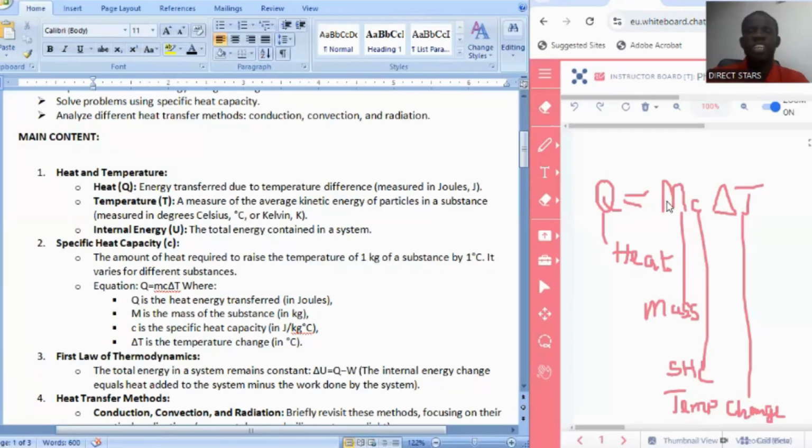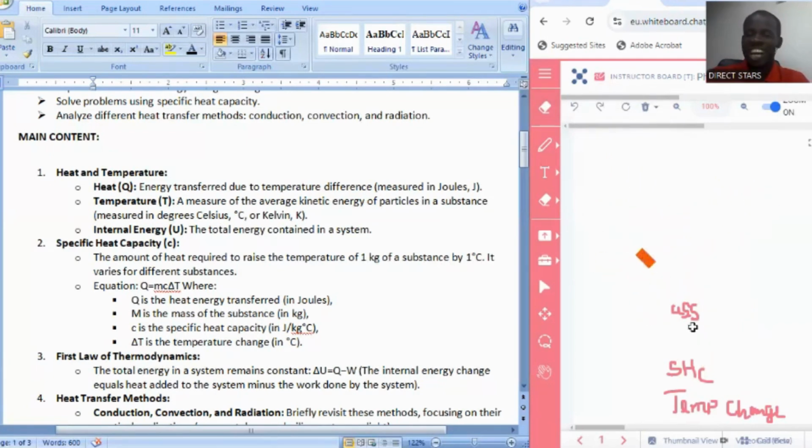Here is temperature change. This is a formula, and so we're going to use it. When we start to apply it, you understand what we are talking about. All of these have their units. For quantity, the heat energy transfer, we use joules. For the mass of the object, we use kg. For the C, which is the specific heat capacity, we use joule per kg degrees Celsius. Then for change in temperature, we use degrees Celsius.